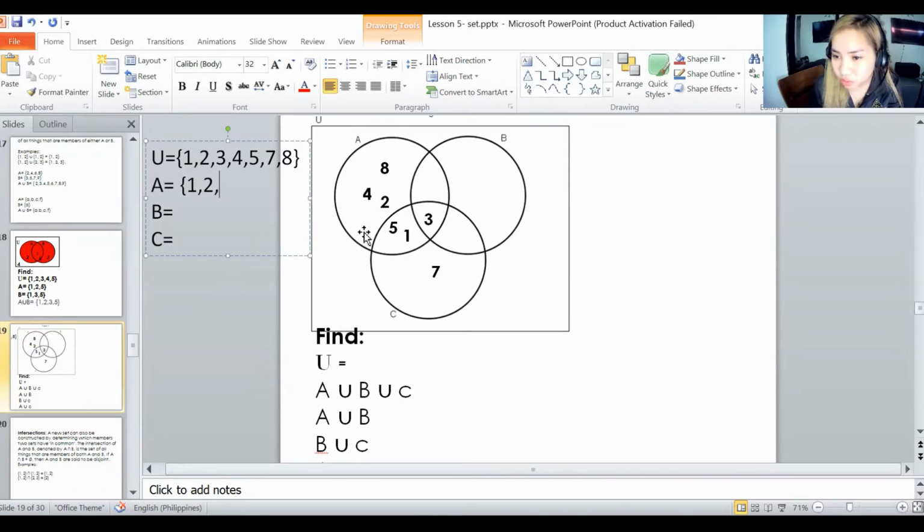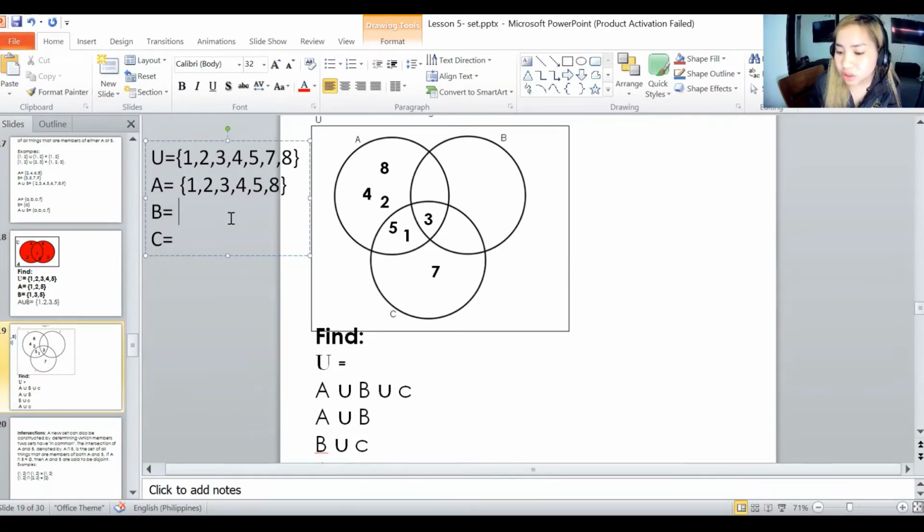May 3 po. Sa loob ng circle na to lang ha. May 3 po tayo, yes. May 4 po ba tayo? Meron pong 4. Meron po bang 5? Ayan, sa loob ng circle, meron ding 5. May 6 po ba? Wala. May 7 po ba? Wala pong 7 kasi si 7 nasa C. Hindi siya nakalagay sa loob ng circle ni A. So, walang 7, may 8 tayo. So, yung elements sa loob ni set A is 1, 2, 3, 4, 5, tsaka 8.